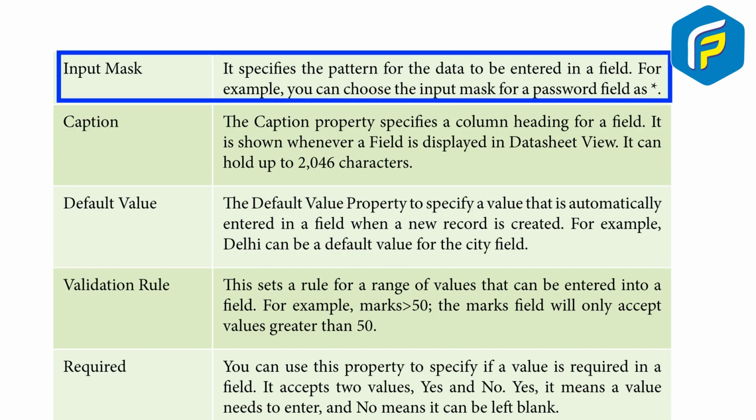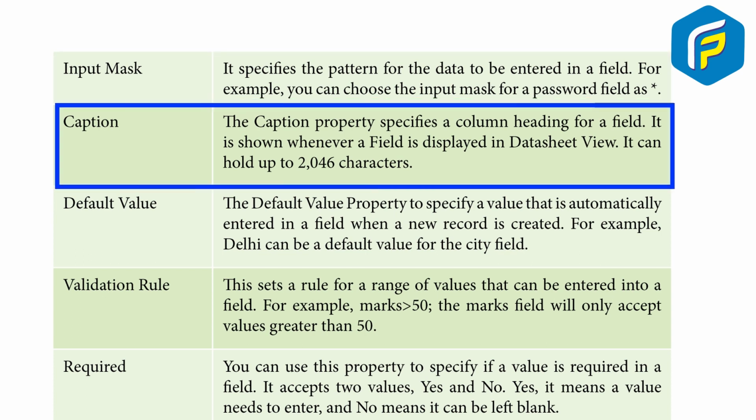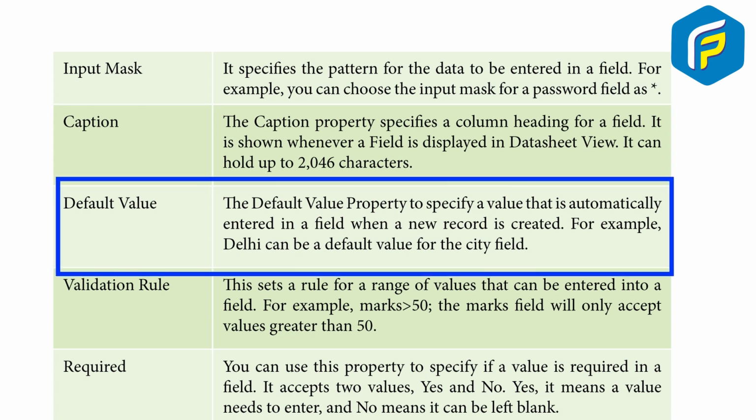Input mask. It specifies the pattern for the data to be entered in a field. For example, you can choose the input mask for a password field as star. Caption. The caption property specifies a column heading for a field. It is shown whenever a field is displayed in datasheet view. It can hold up to 2046 characters. Default value. The default value property specifies a value that is automatically entered in a field when a new record is created. For example, Delhi can be the default value of the city field.